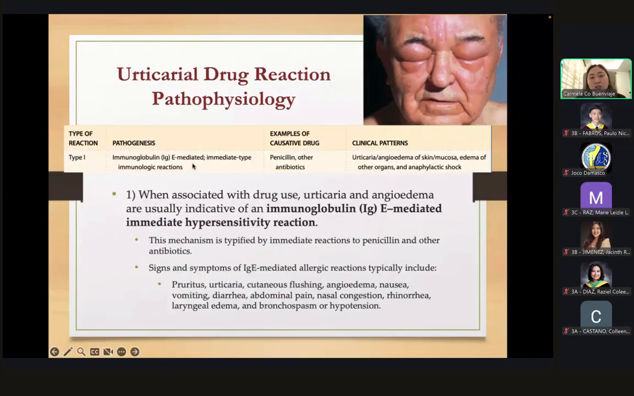So for the pathophysiology, it's usually a type 1 immediate hypersensitivity reaction. When associated with drug use, urticaria and angioedema are usually indicative of an immunoglobulin E mediated immediate hypersensitivity reaction. This mechanism is typified by immediate reactions to penicillin and other antibiotics. Signs and symptoms of IgE-mediated allergic reactions typically include pruritus, urticaria, cutaneous flushing, angioedema, nausea, vomiting, diarrhea, abdominal pain, nasal congestion, rhinorrhea, laryngeal edema, and bronchospasm or hypotension.